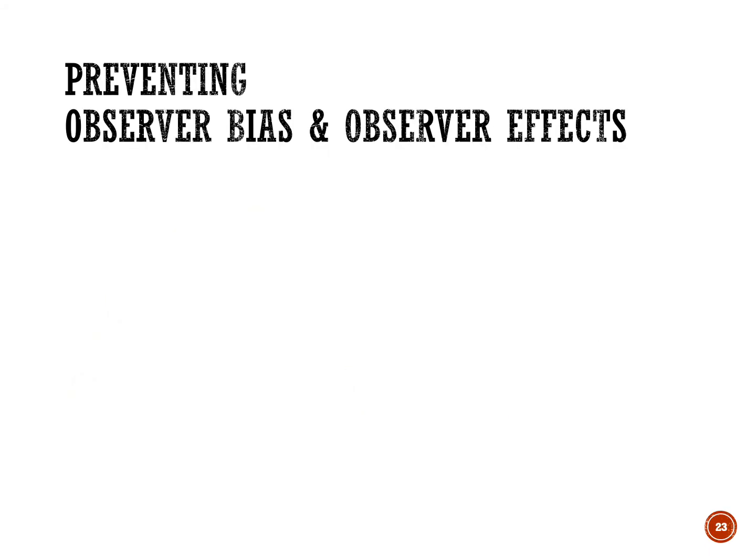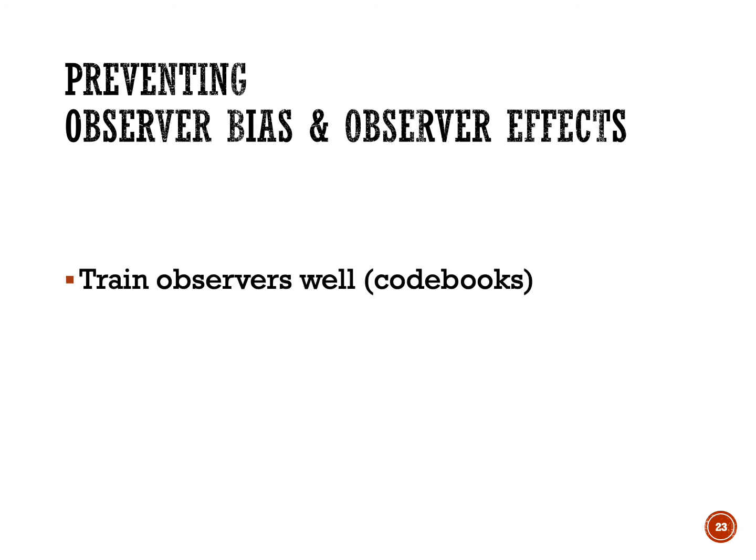So, luckily, there's some ways to prevent these issues. One is to train observers, or usually these are research assistants. And one way to do that is to use code books. A code book is a document that very specifically lays out how the behaviors should look and how to rate them and how to observe them. So this takes people outside of their own heads and gives them a guide. It increases the objectivity so that there's less assumption and less bias.